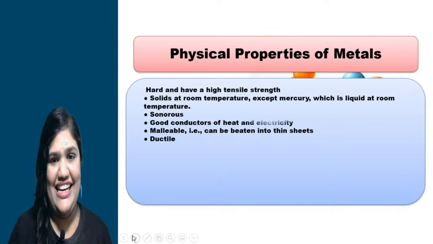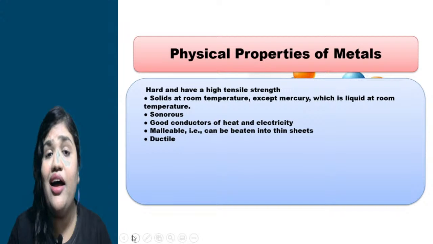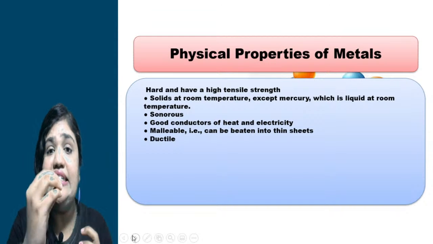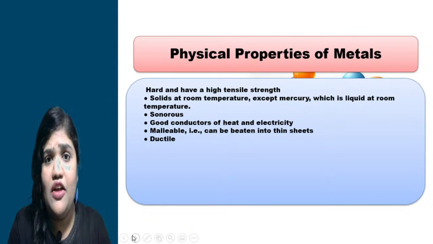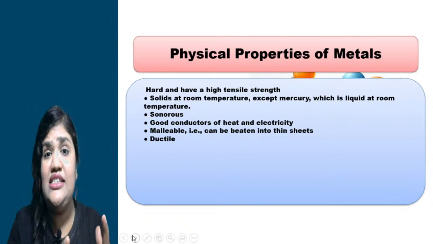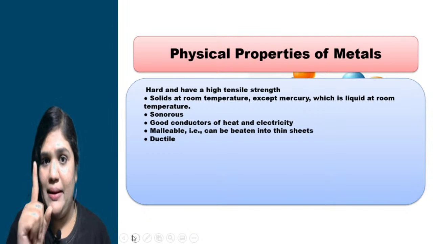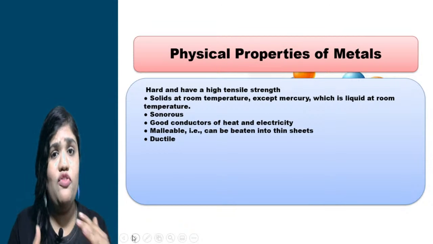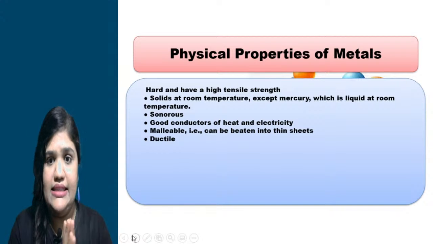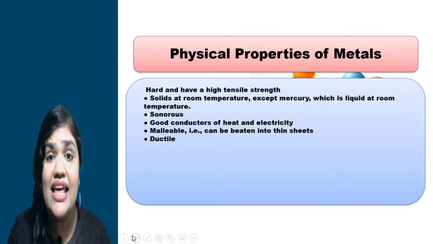On your screen you can see that metals are generally hard and they have high tensile strength. What is meant by high tensile strength? We can give more stress to the metal. And yes, they are hard in nature. But yes, students, there are some exceptional cases also. Later on, we are going to discuss that. But this is the general characteristic. First one, metals are generally hard and they have high tensile strength.